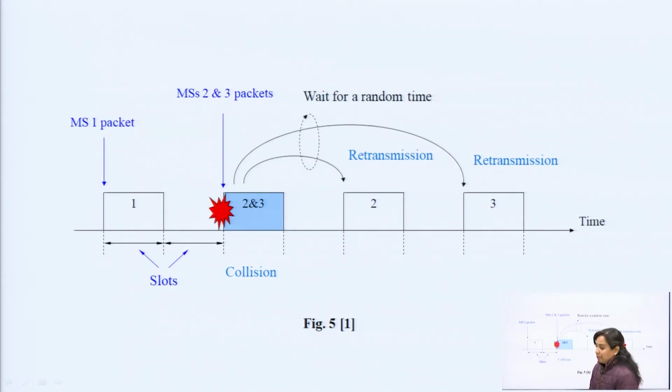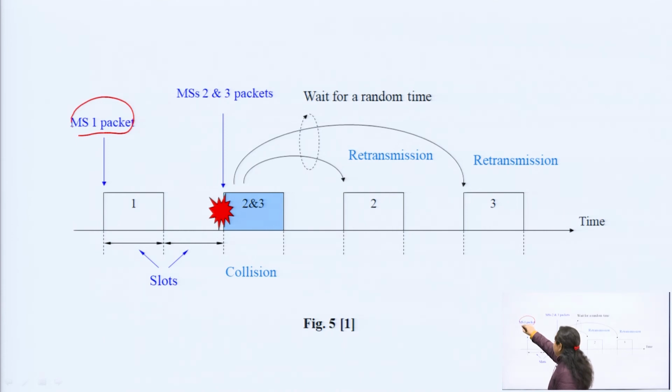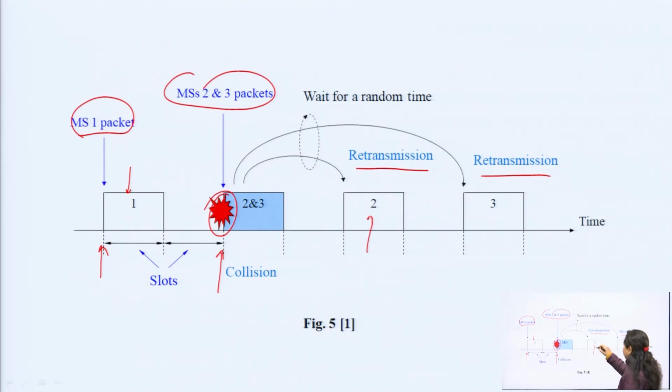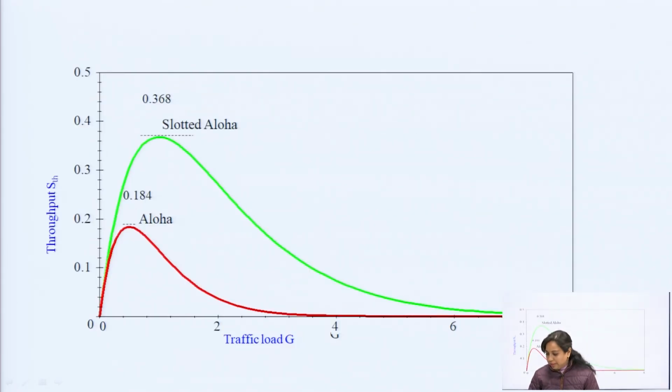Like you can see in this particular diagram, this is the MS1 packet, this is the MS2 and MS3 packet. So, this is the time at which this transmission has been started, and in this case this transmission has been started and the collision has taken place. So, retransmission of the second packet and third packet will be performed when we are going to transmit this particular data. Now, this is the graph which is showing the throughput.